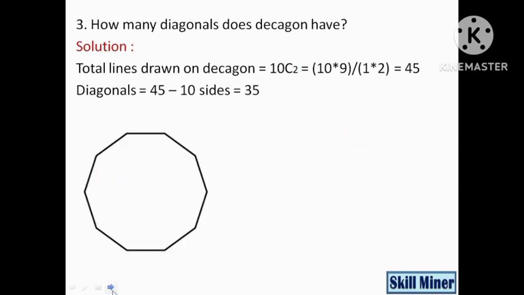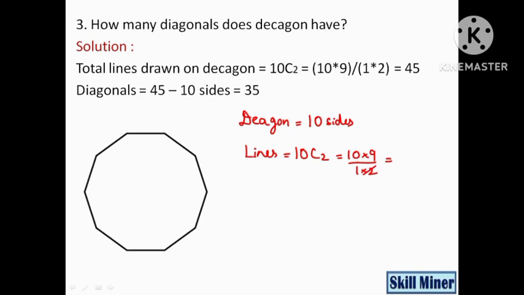How many diagonals does a decagon have? We know that a decagon has 10 sides. So the number of lines will be 10C2, which is equal to 10 into 9 divided by 1 into 2, which is 5 nines are 45. So diagonals will be 45 minus 10 sides, which is equal to 35. So 35 will be our answer.